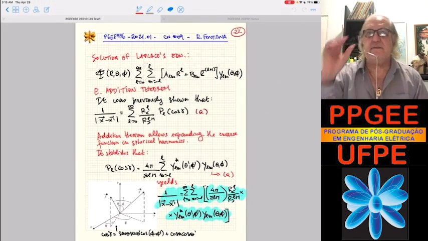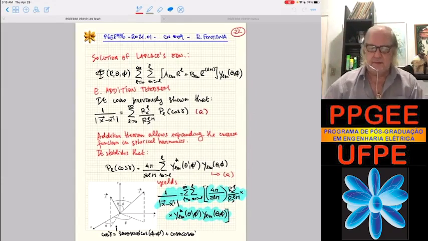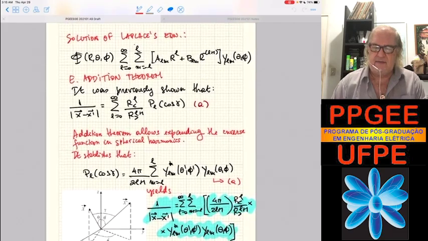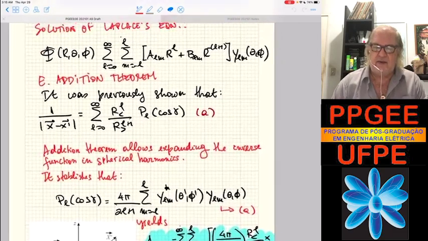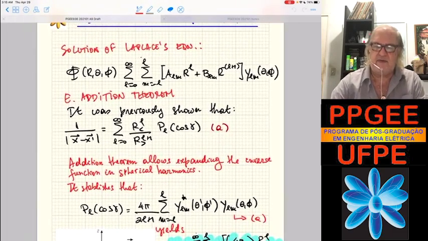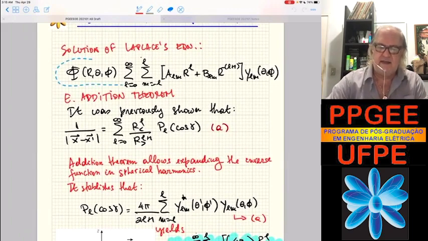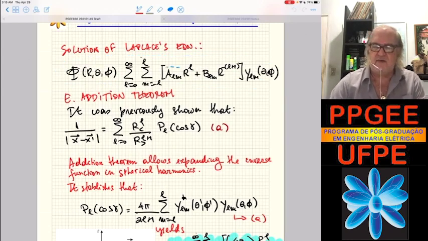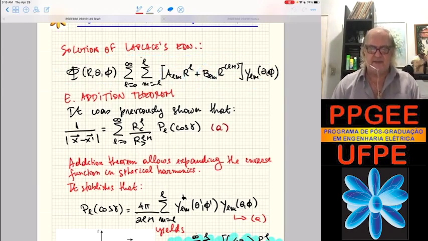So the solution of Laplace equation now assumes the form when you know a priori the function depends on 3 coordinates. That's the general way of writing the solution, and it's easy to calculate the coefficients, because we use the scalar product property.